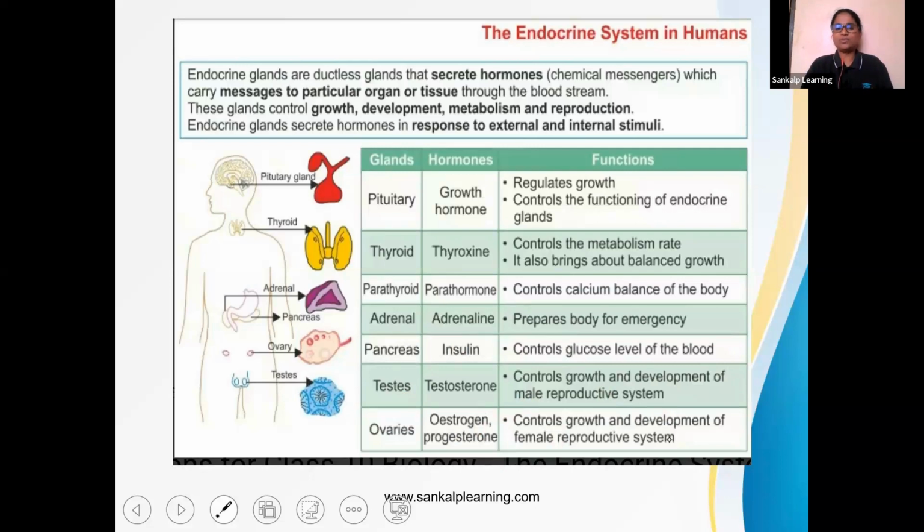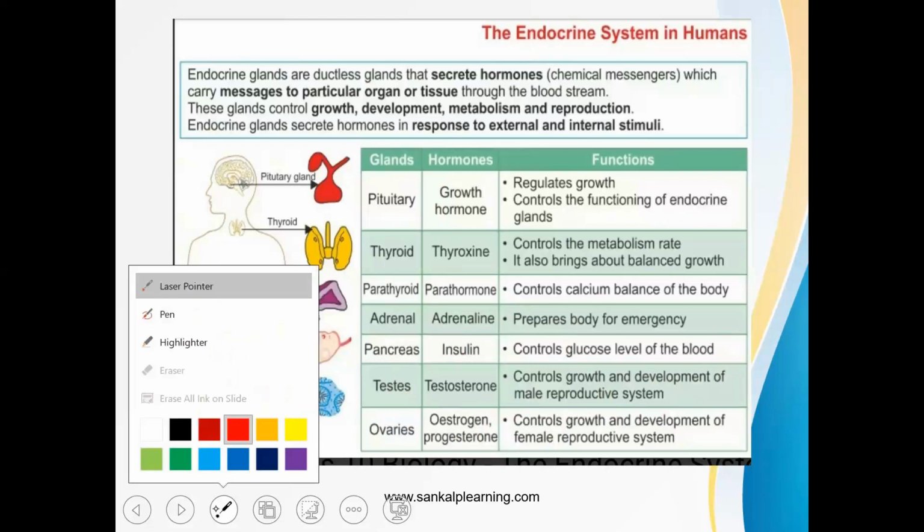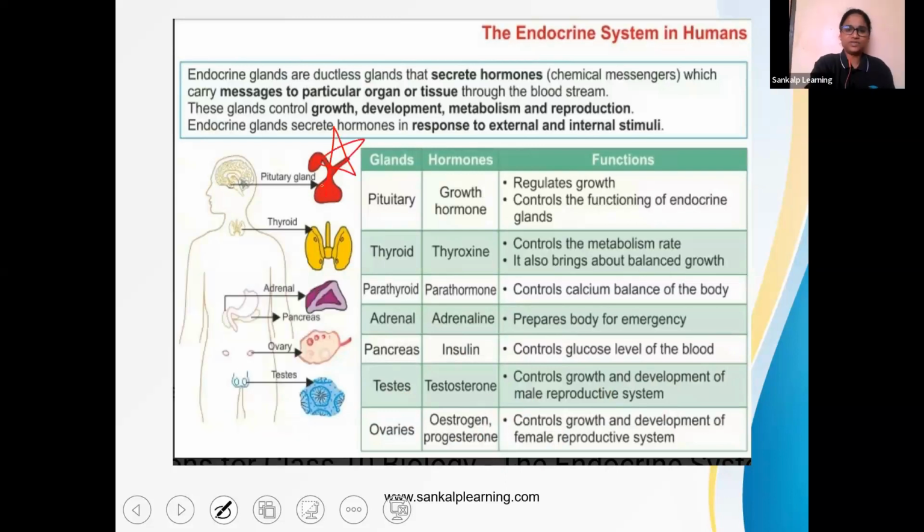Did you get it, Panchami? Yes. Okay. Please write this tabular column. Make a rough table and write this. Once you complete, let me know. Okay.